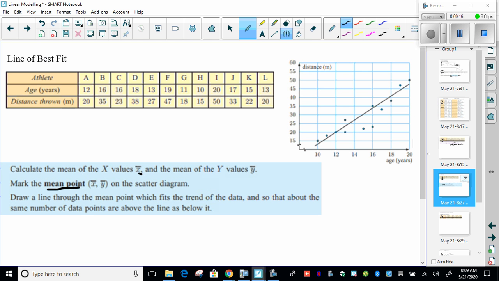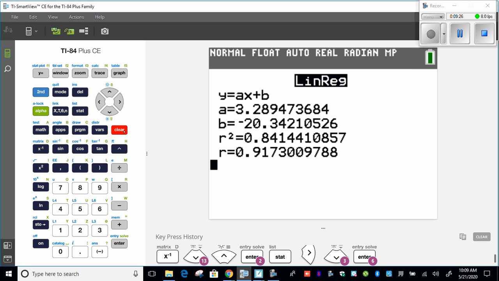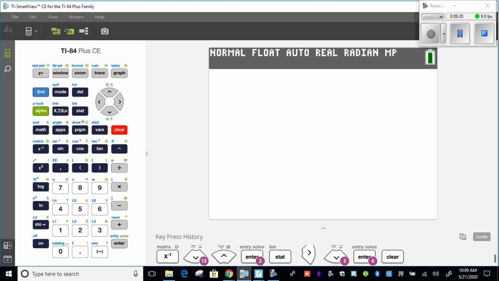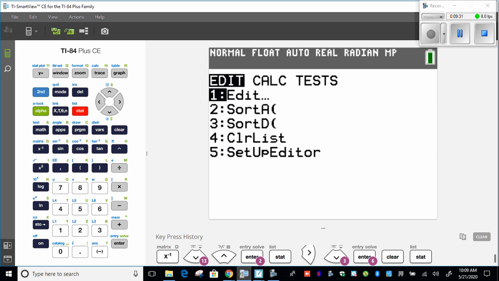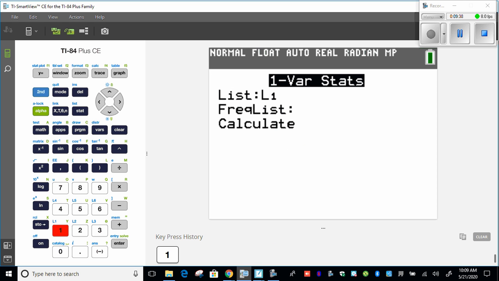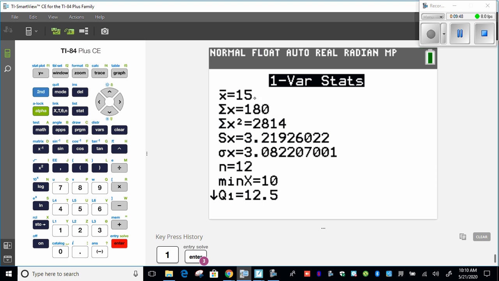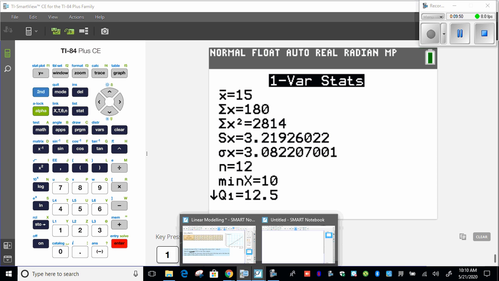Now the best part is we have this data in our calculator already, so it can find the mean of the data. Think back to when we were doing statistics. So going back here, just clear this. If I want to find the mean of my data, I have to do both x and y separately. So calculate one variable statistics. I'm going to find the mean of my x's first. So that's list 1. I'm just going to go through and hit enter. And it gives me the mean, which is 15. So the x mean is 15.